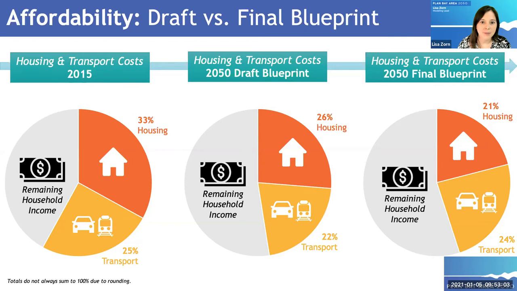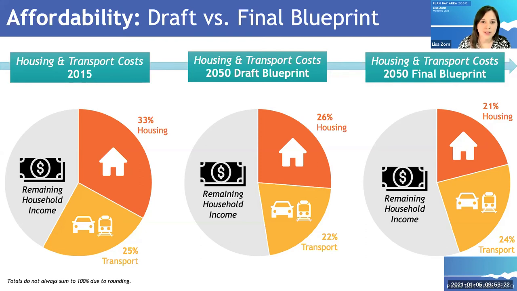On the left, you'll see a pie chart showing how a typical Bay Area household spent their income in 2015, with 33% on housing and 25% on transportation. The draft blueprint made considerable headway with new housing strategies and means-based fares and tolls for the transportation system. This is reflected by the improvements shown in the central pie chart.